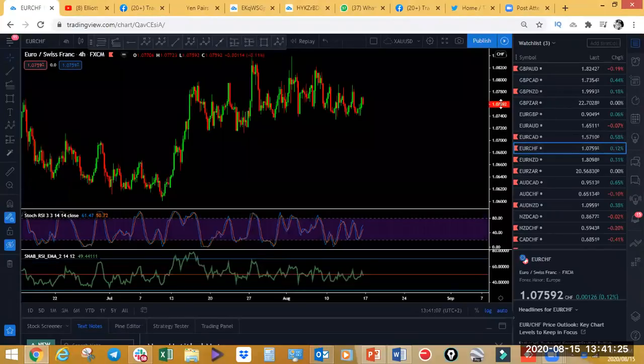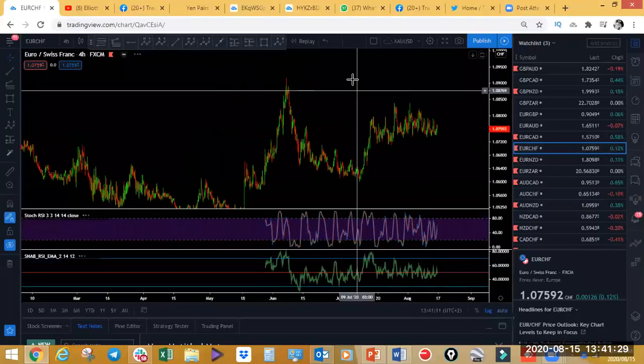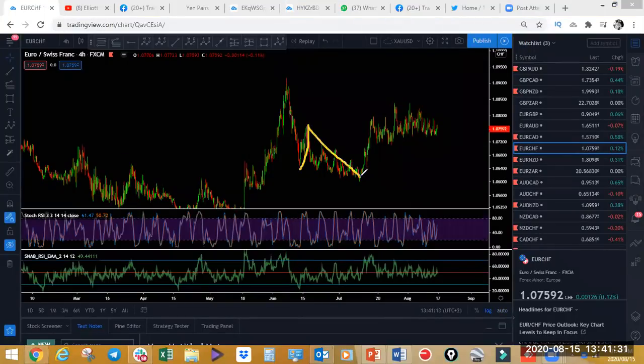Now EURCHF, we expected this structure and it doesn't look like it's going to play out. We were looking at this one to make an expanding flat and then expecting that drop. That drop does not look like it's coming. It looks like we're still going to have this one as a continuation pattern and then upside here.